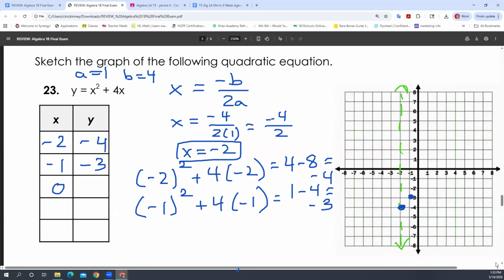And then we're going to do 0. Well, 0 squared plus 4 times 0, that's a whole lot of zeros, right? 0 plus 0 is just 0. So that's going to be right here at the origin.